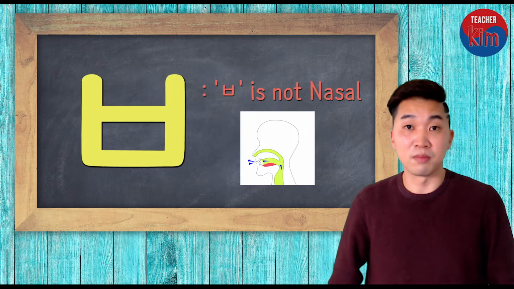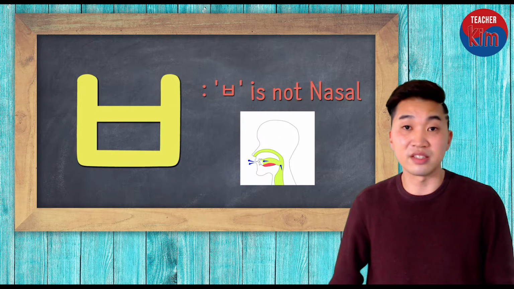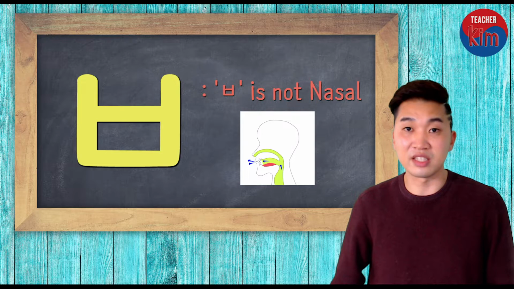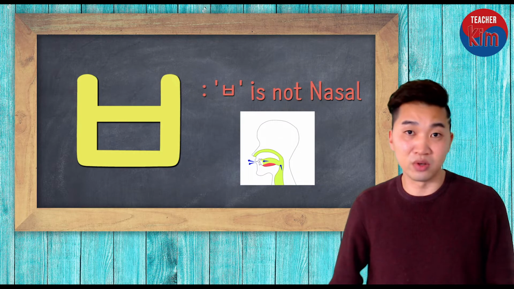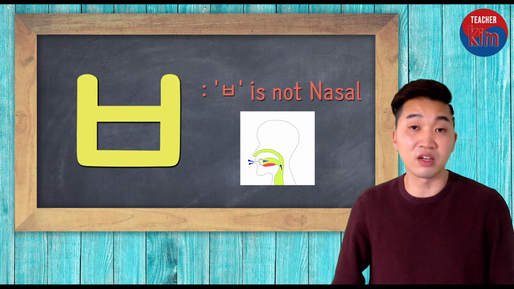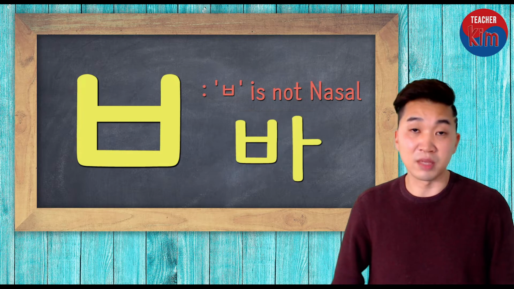Got it? The mouth shape is the same as consonant M, but it is not a nasal sound. It doesn't make your nose or your vocal cord vibrate until it meets a vowel. If it meets vowel A, that is pa, pa, pa.